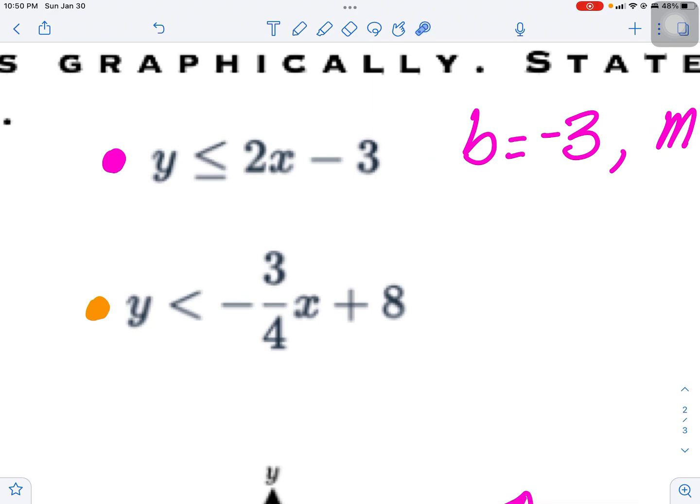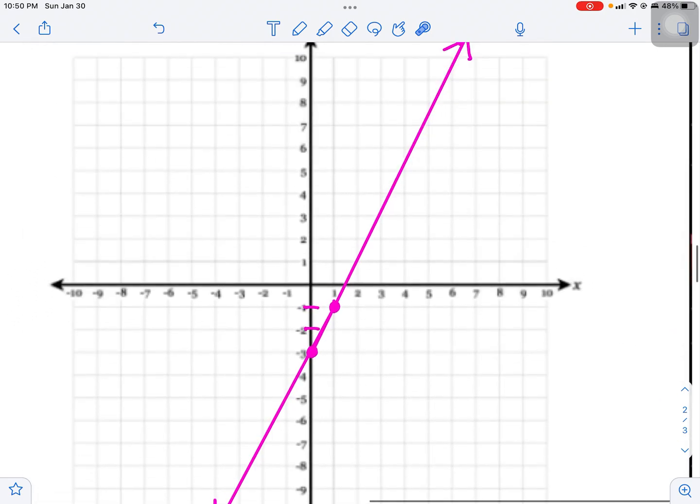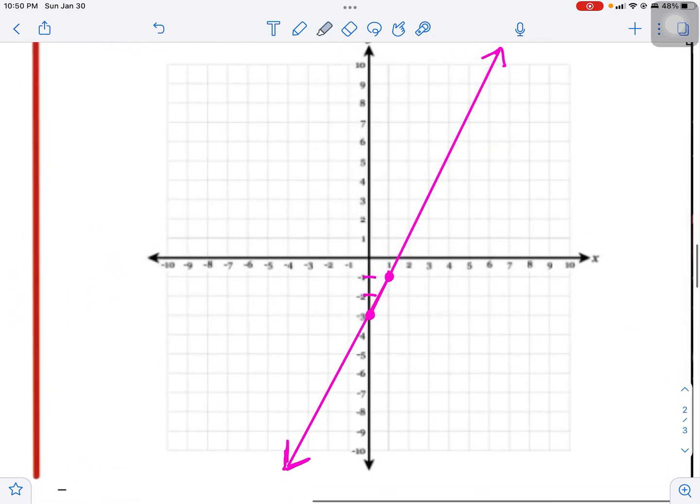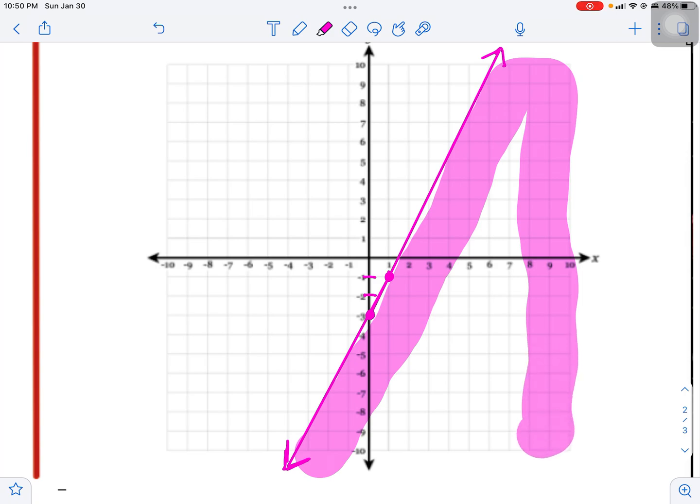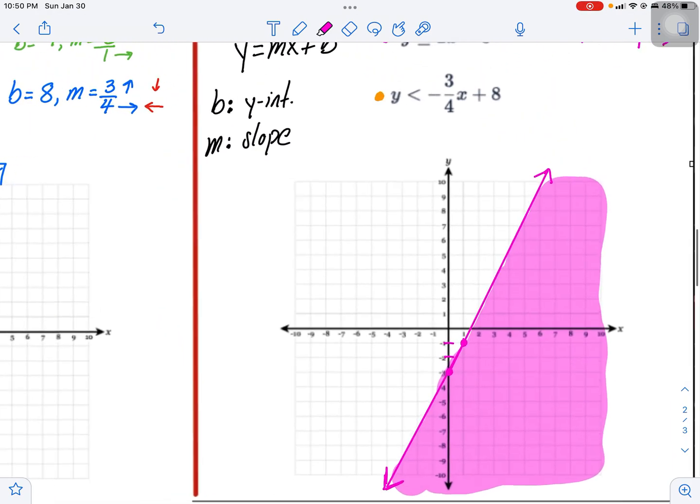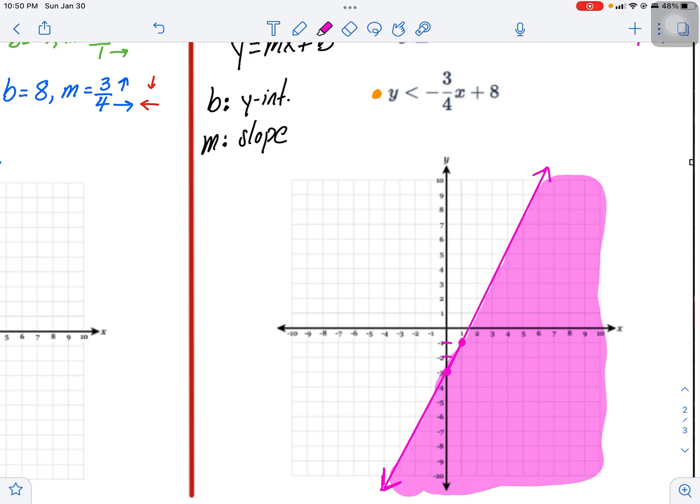Now I need to know which way I'm going to shade. So let's see here. This says less than. So I'm going to shade below this graph. So let me see if I pick pink, if it's not too dark here. That's not bad. Let's try it out. So everything below our line is a solution. Everything below our line. I went a little bit over, but you guys know what I mean. Okay, here we go. So we have our pink region, right?